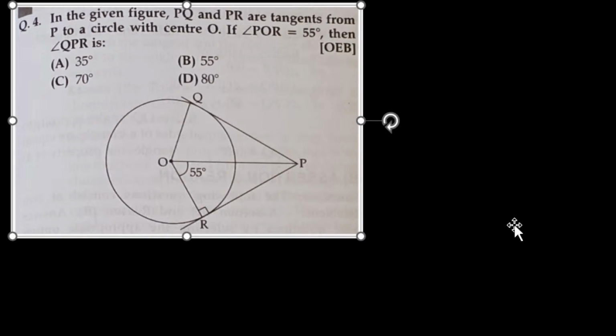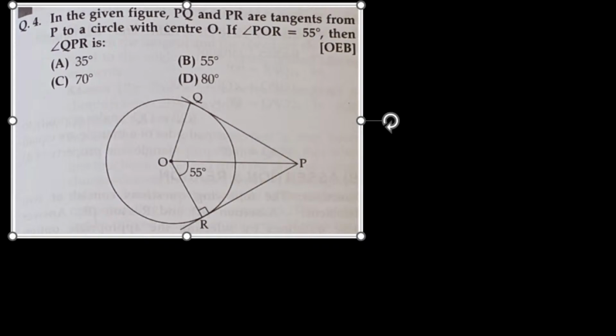So question number 4. One figure is given to us. In the given figure, PQ and PR are tangents from P to a circle with center O. If angle POR is 55 degrees, it's given to us, not PQR. Here you can see they have marked it also. We have to find the angle QPR.